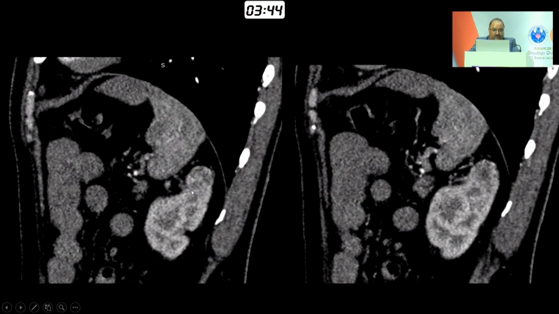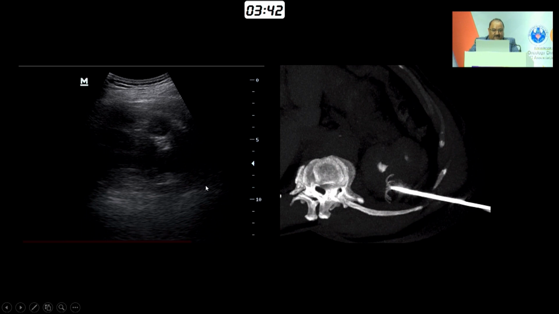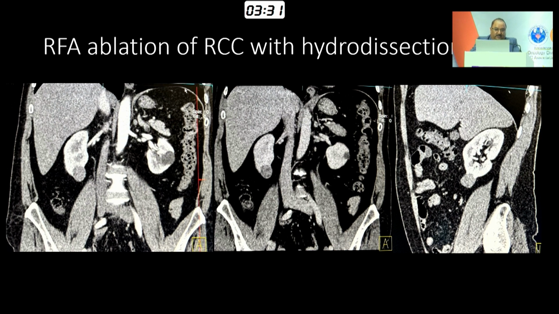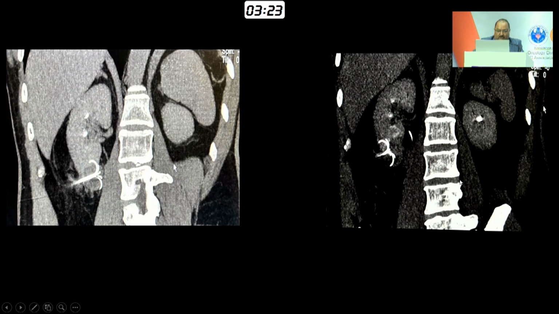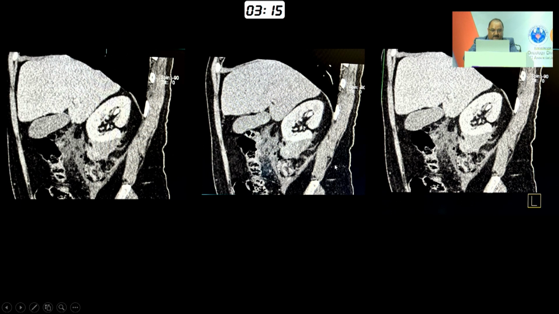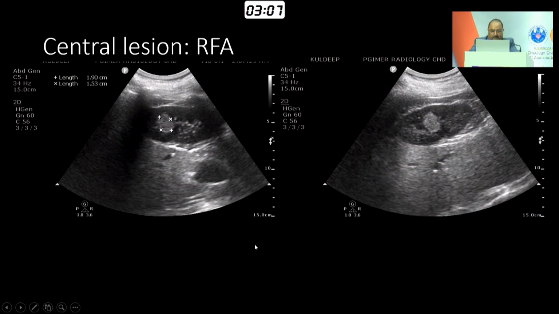You can see this coronal image of the tumor here and this ultrasound guided placement of the probe, and this is a multi-prong RFA and the result. This tumor here is at the lower pole of the right kidney, so it is slightly anterior, close to the colon. So we have to do a hydrodissection here, and this is how we displace the colon by injecting saline. Here you can see in the coronal image, saline put between the colon and the tumor before doing ablation.